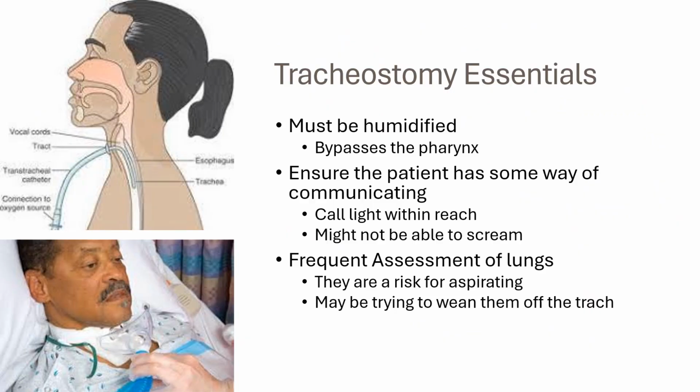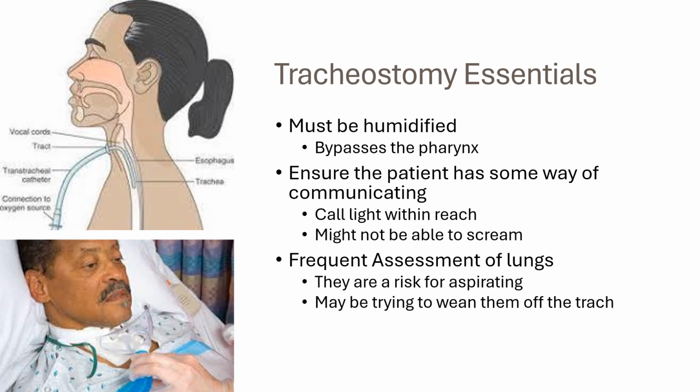These are some more essentials. Must be humidified because once again, it bypasses the pharynx, so I don't have anything that's humidifying it. Ensure the patient has some way of communicating. You want the call light within reach, and they may not be able to scream. Now, some of these with a more chronic trach are able to use assisted devices to speak, but don't assume they can talk. Frequent assessment of lungs.